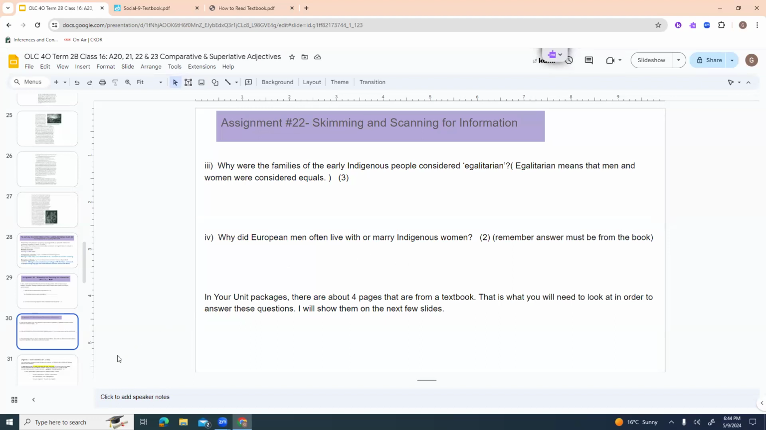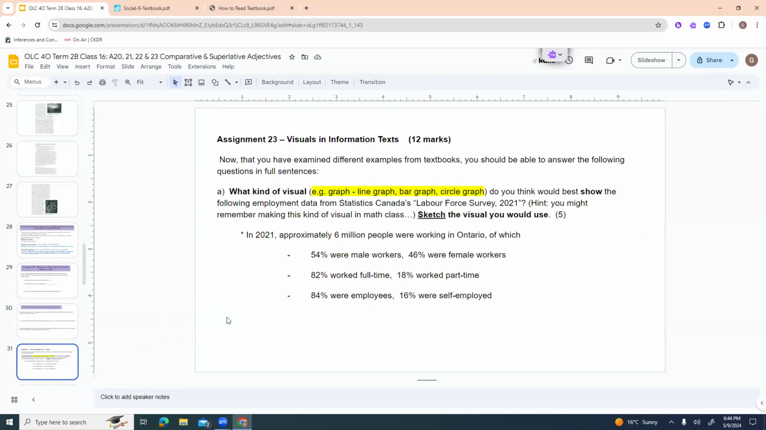Okay. Let's see what's next. This is assignment 23, visuals and informational texts. I'm trying to think if I have enough time to get through it. I think we do. This is worth 12 marks, okay? And there's basically two main questions.